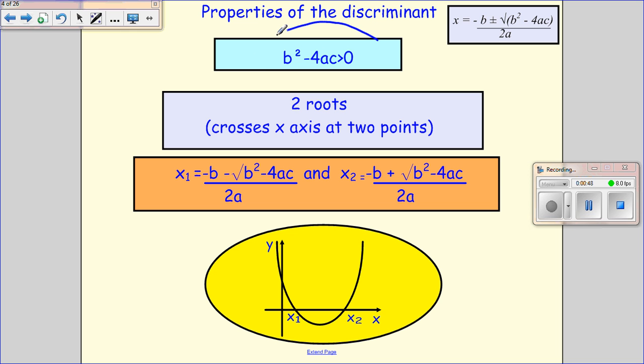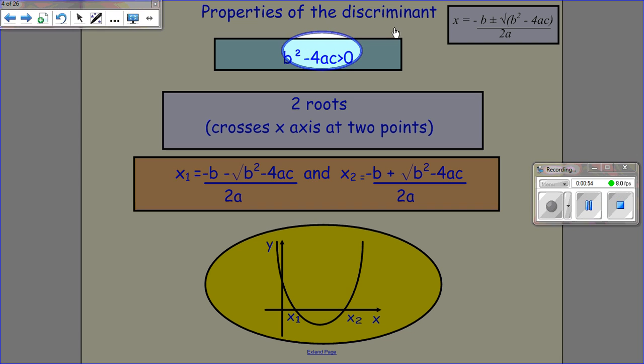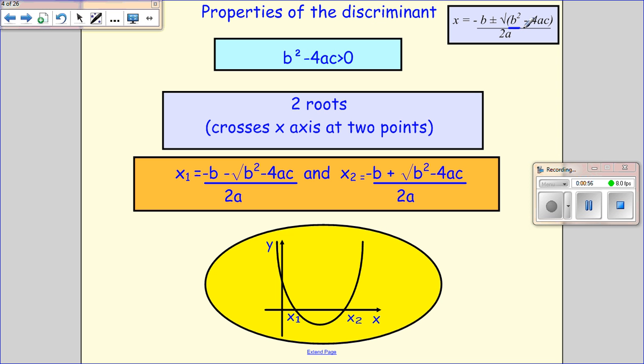Okay, so the first case we're going to look at is when b squared minus 4ac is bigger than 0. So that's when that's positive. And if we look up here, we can see if this is positive, we can just take the square root of a positive number. And so we get two solutions, the plus solution and the minus solution. So we get two roots.